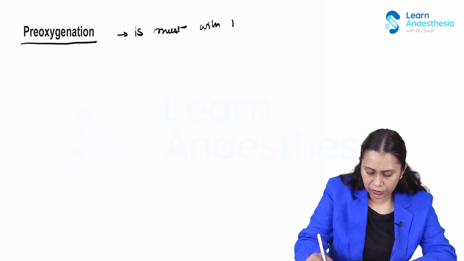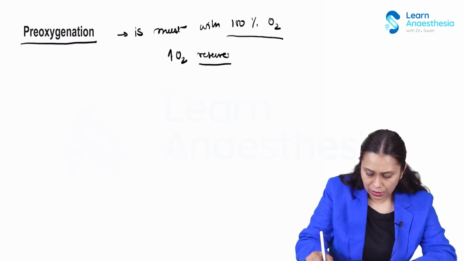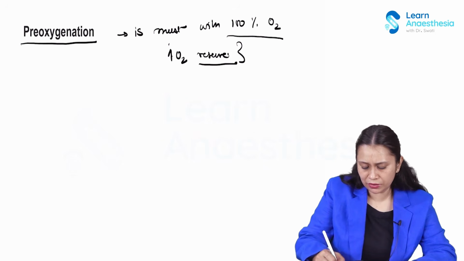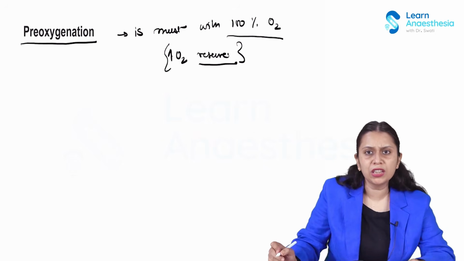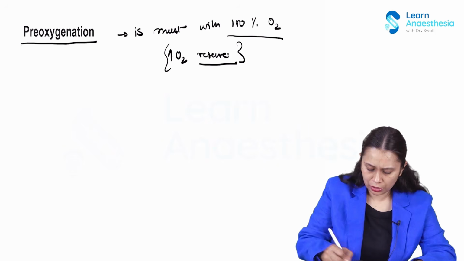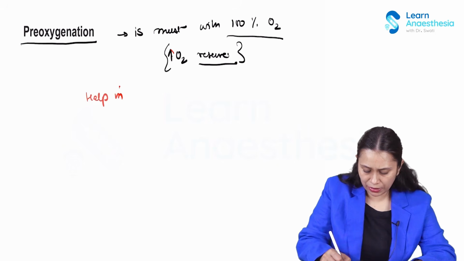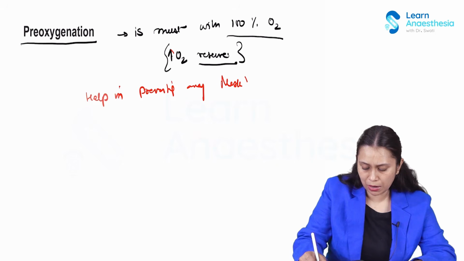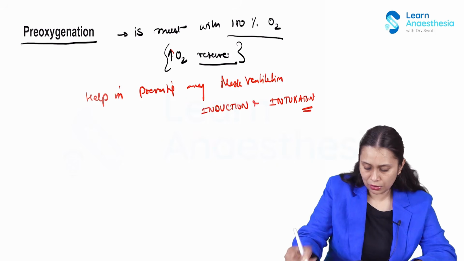with 100% oxygen. Why do we do this? To increase the oxygen reserve, right? And when we increase the oxygen reserve, this will prevent the requirement of mask ventilation between induction and intubation. So this increased oxygen reserve will help in preventing any requirement of mask ventilation between induction and intubation, right?